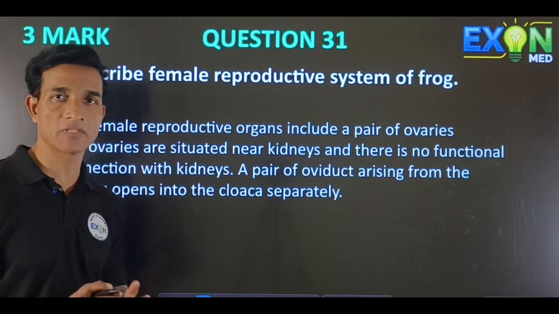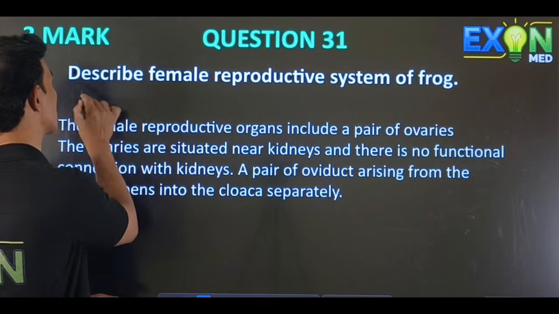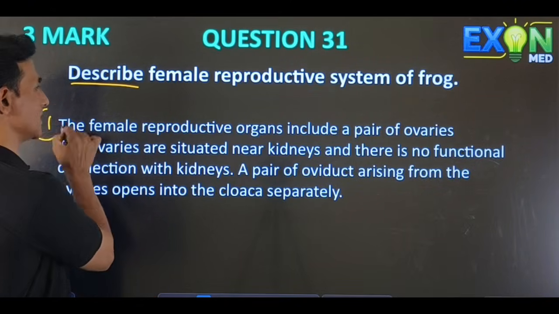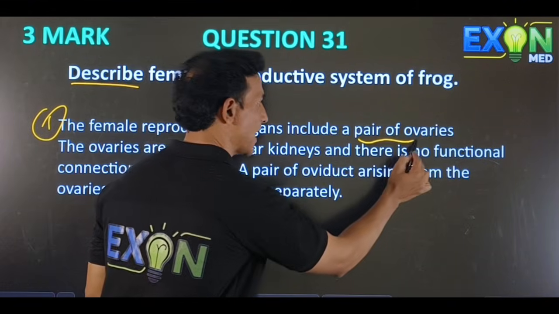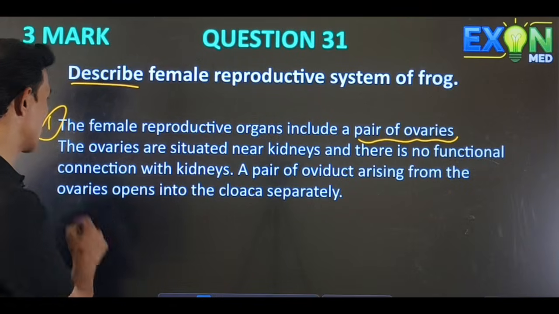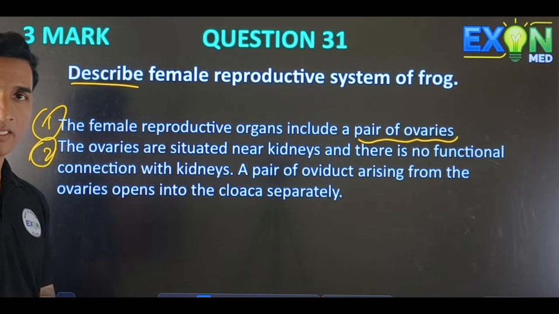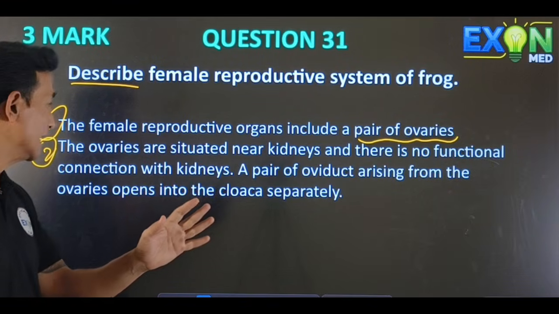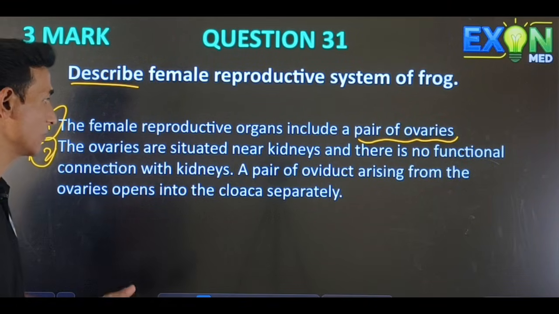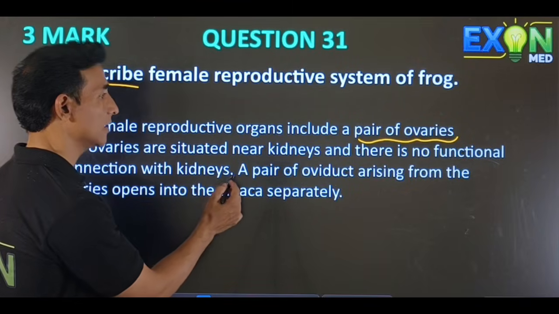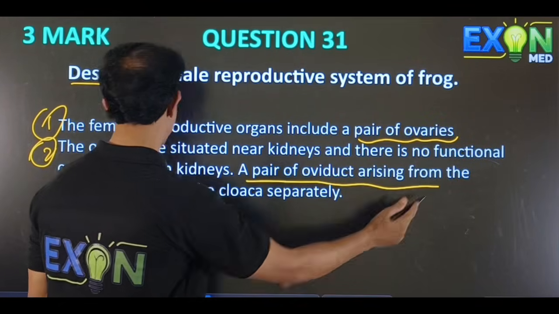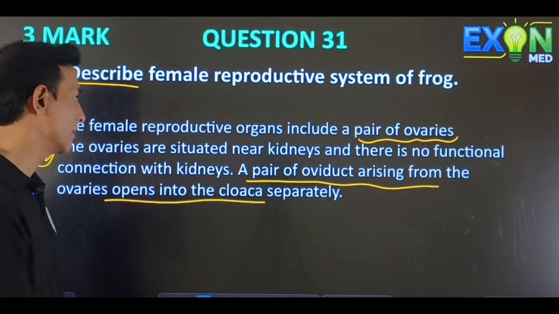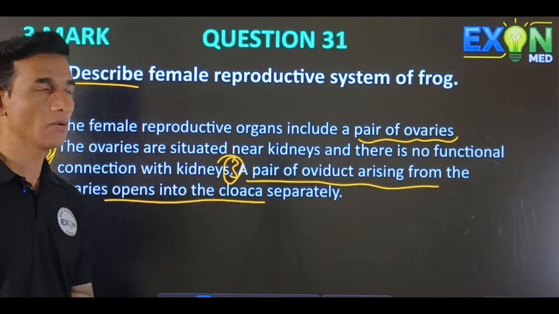Describe the female reproductive system of frog. So here they have asked describe, not to draw the diagram. As it is for 3 marks, the first point is it contains a pair of ovaries. The second one, these ovaries are situated near the kidneys, but they are not connected to the kidney as they are not having functional connection with the kidneys. The third one, a pair of oviducts arising from the ovaries that open into the cloaca separately. So these are the 3 points you have to mention for 3 marks.